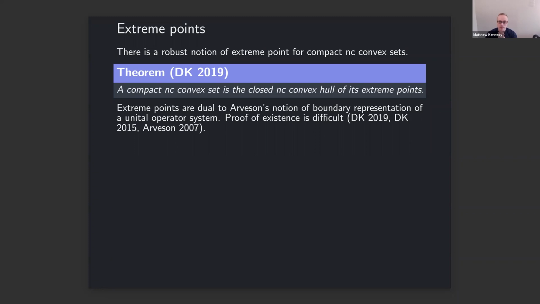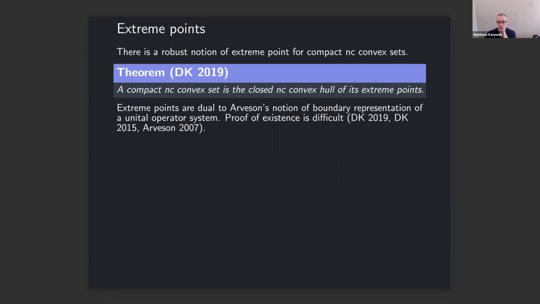So remember, Arveson conjectured in 1969 a non-commutative analog of the Choquet boundary for an arbitrary operator system. It wasn't until 2007 that he was actually able to establish this result in the separable setting. Then later, in 2015, Ken Davidson and I were able to establish this more generally. But it's non-trivial; it's a difficult proof. And this is really dual to the Krein-Milman theorem, in the sense that the existence of these boundary representations is equivalent to the existence of extreme points for compact NC-convex sets.